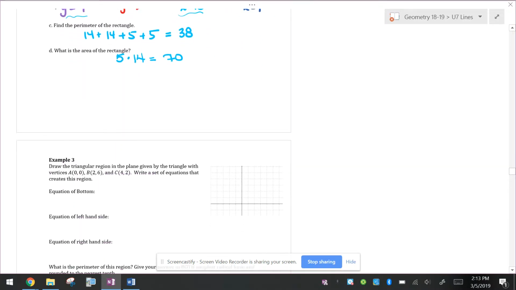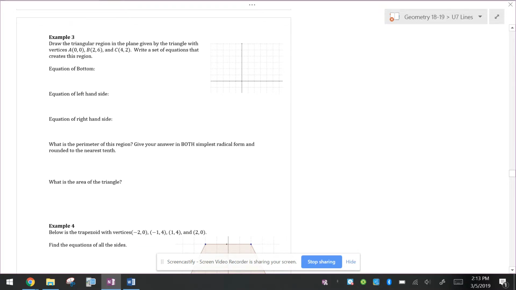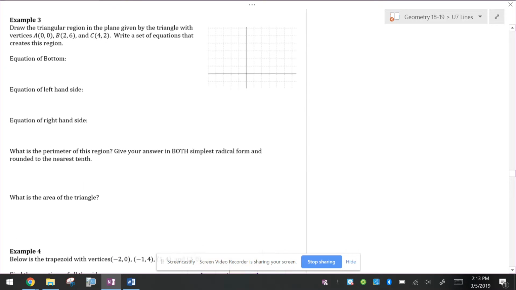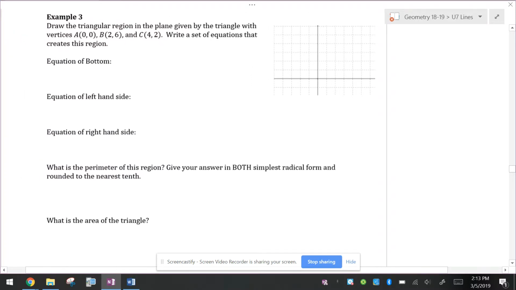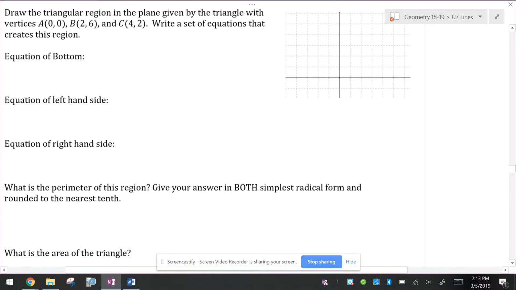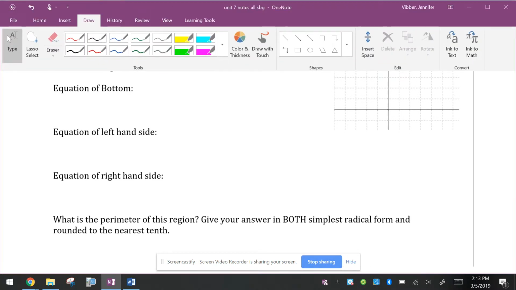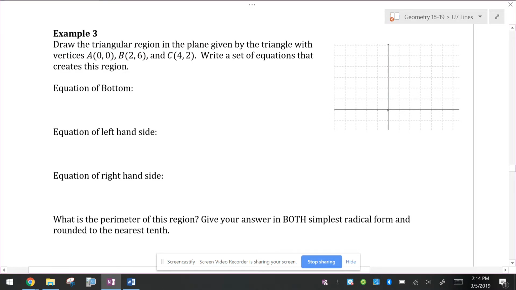Okay? All right, so we are going to move on here, and we are going to do example 3. Example 3 says, draw the triangular region in the plane given by all those points. Okay, so plot these points along with me here. So A is at 0, 0. B is at 2, 6. And C is at 4, 2. So there's triangle ABC.